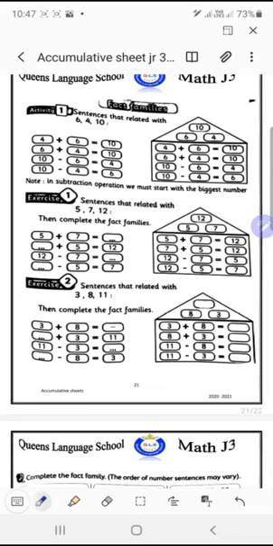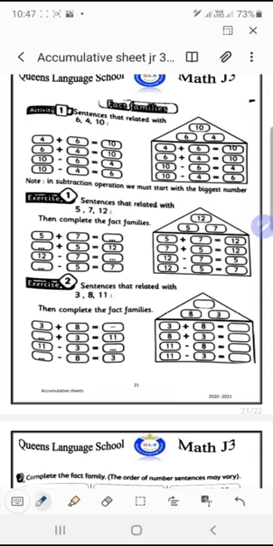Today we will study the fact families. What is the fact family? We have three numbers and there is a relation between them, okay? And we will form an equation or a question for these three numbers.